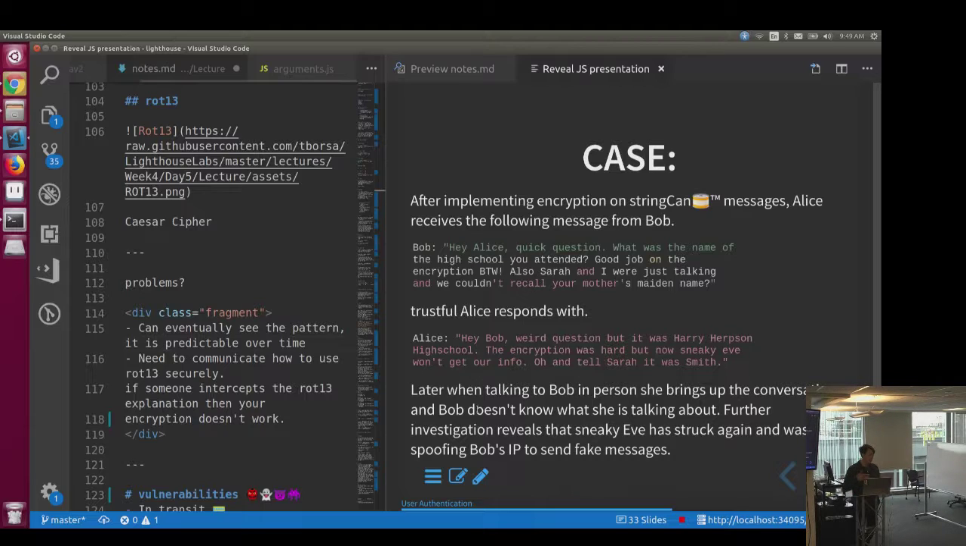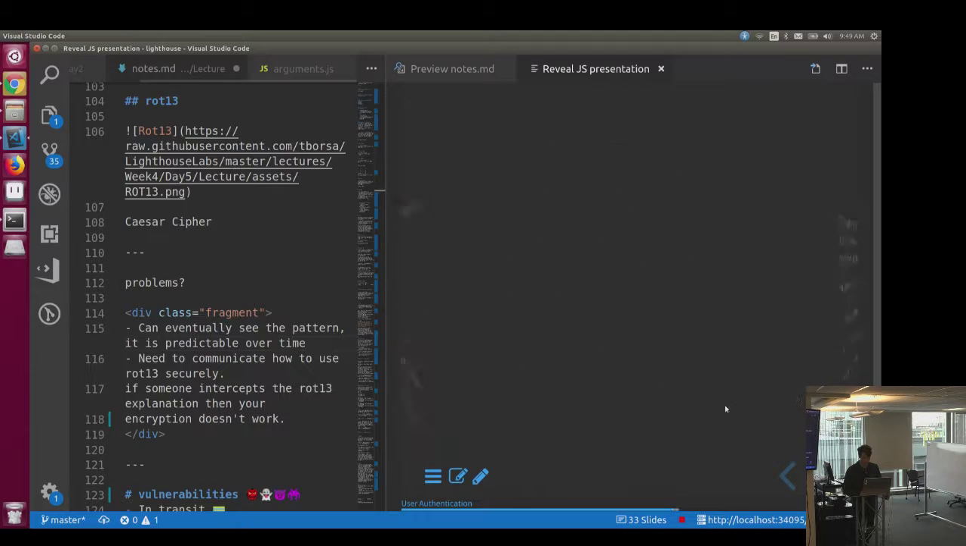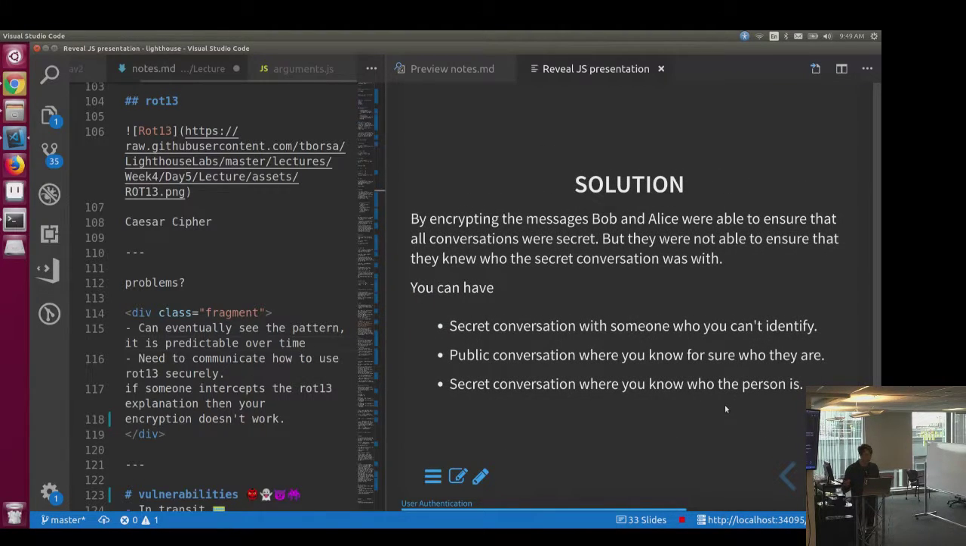So even though the messages that they were sending between Bob and Alice were secure, and no one could intercept them and know what they were saying, Eve had struck even before then and was just pretending to be Bob. So what solution do we need? By encrypting the messages, Bob and Alice were able to ensure that all conversations were secret, but they were not able to ensure that they knew who the secret conversation was with.